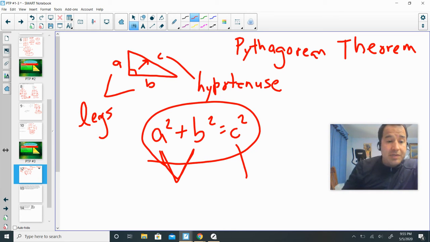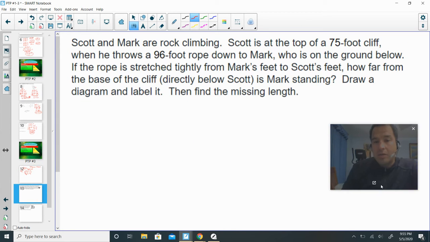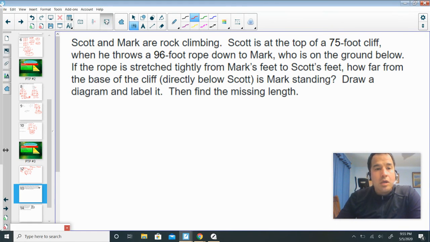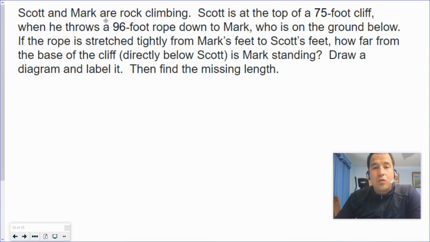Okay, let's put that into practice. We've got a word problem here. We're going to try it out. Scott and Mark are rock climbing. Scott is at the top of a 75-foot cliff. He throws down a 96-foot rope to Mark, who is on the ground below. If the rope is stretched tightly from Mark's feet to Scott's feet, hopefully he doesn't yank the rope and knock Scott off the cliff, because that would be bad. But anyway, how far from the base of the cliff, directly below Scott, is Mark standing?